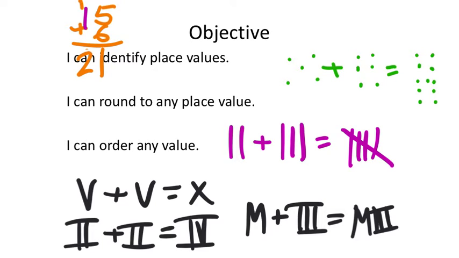So again, that's what makes our place value system so nice. Not that I think anyone necessarily likes it, unless you're a math nerd like I am, then it's pretty cool. But it does make calculating a lot easier than saying V plus V is X.